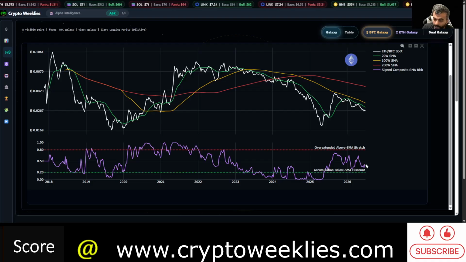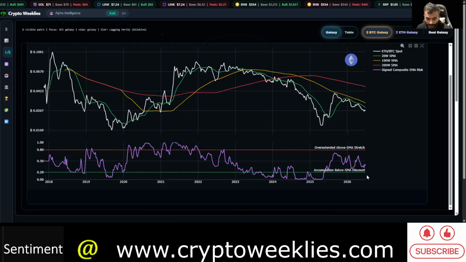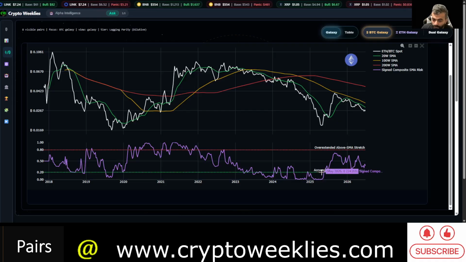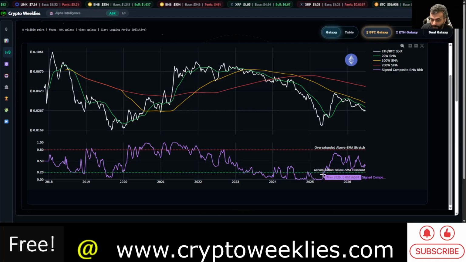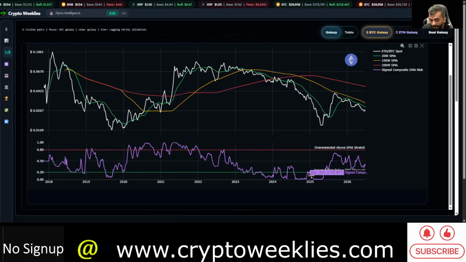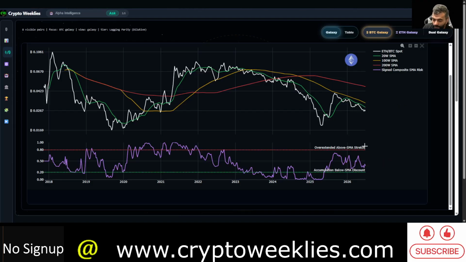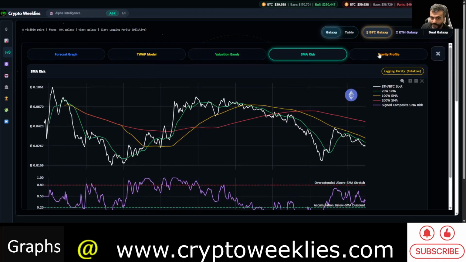Anytime this falls below the dotted green line, that is typically in accumulation discount territory, like it was till about that April-May 2025 downturn, when ETH had a severe downturn against Bitcoin. Since then, although ETH has been trading down with respect to Bitcoin since August 2025, it hasn't gotten into that accumulation territory yet from the SMA model.